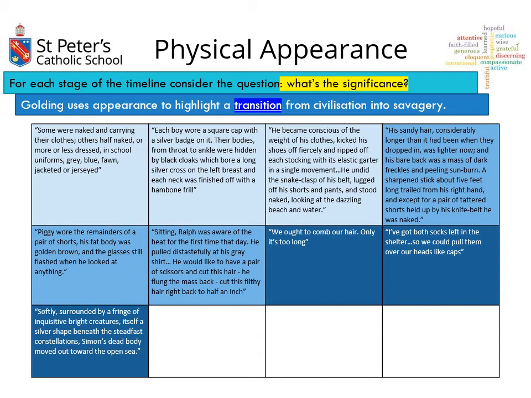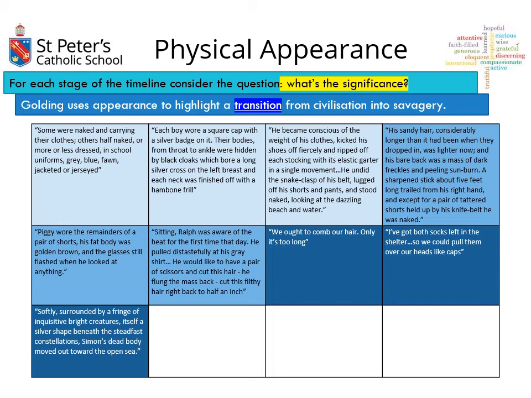Golding uses appearance to highlight a transition from civilization into savagery. In a sense, that's what he's doing with every symbol, and that's why it's such a good revision tool, because you'll be able to mark a transition from one state at the beginning to another entirely different state at the end of the novel by looking at how the boys' interaction with the symbol changes.